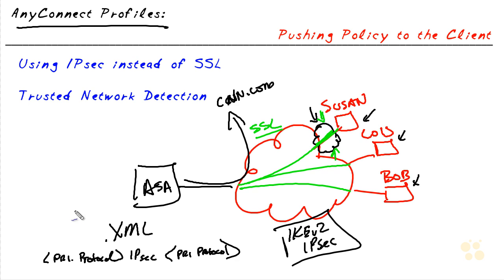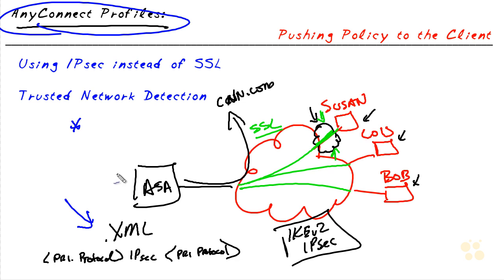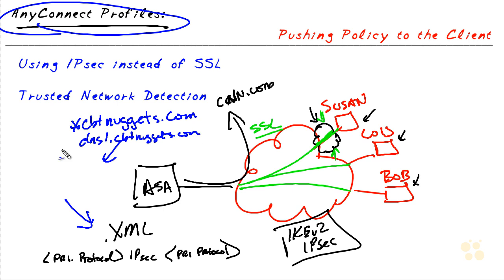One of the techniques we can use is to modify the AnyConnect profile. We could also define specific domains. For example, if Susan's computer was on this domain, the domain would be cbtnuggets.com. And maybe the DNS would be dns1.cbtnuggets.com. And in the profile, we could specify that if your computer is part of cbtnuggets.com and you're using this specific DNS server, we could also have a list. You can have multiple domains and multiple DNS servers.